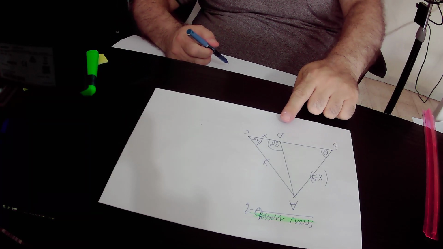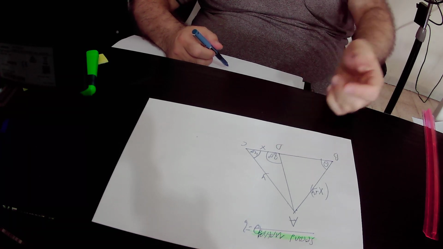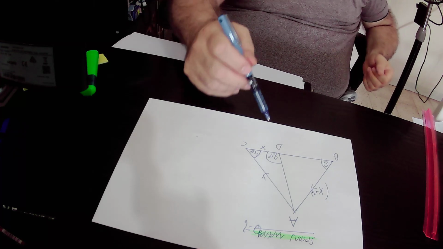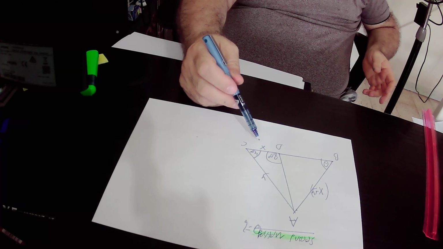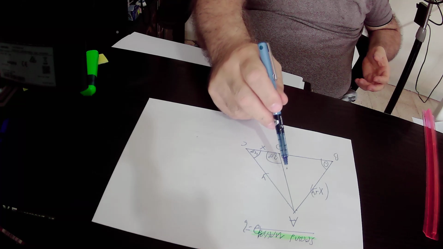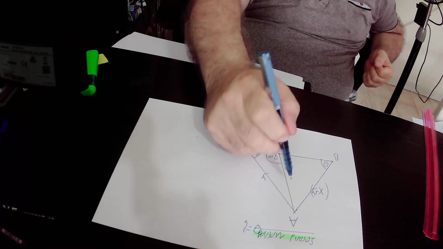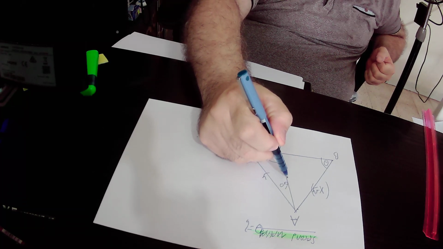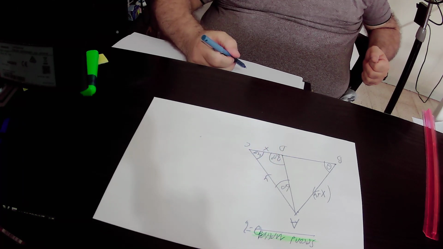In triangle ADC, this angle equals 80 degrees, this angle equals 40 degrees. 80 degrees plus 40 degrees is 120 degrees. So the sum of those two angles in triangle ADC is equal to 120 degrees. Therefore, the third angle must be equal to 60 degrees, because 60 degrees plus 120 degrees is 180 degrees. And the sum of the angles in any triangle must be equal to 180 degrees, therefore this angle must be equal to 60 degrees.